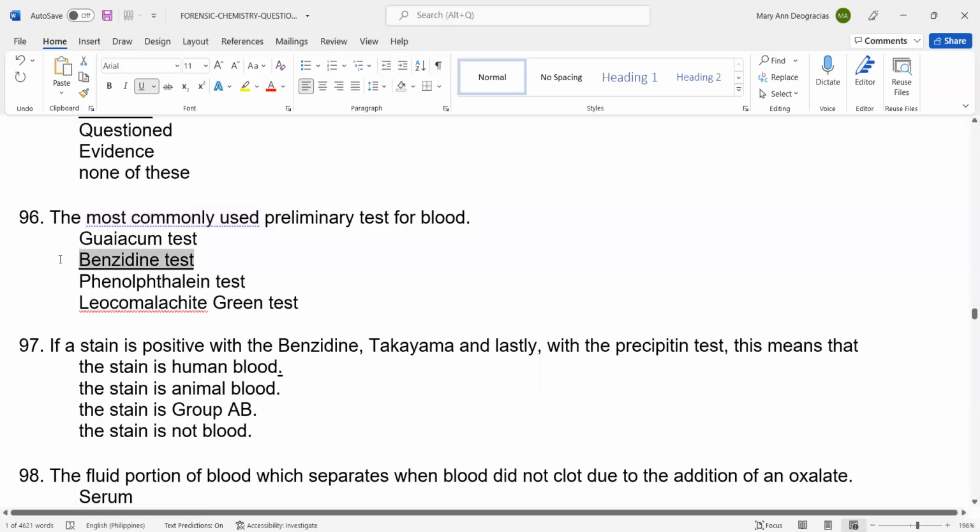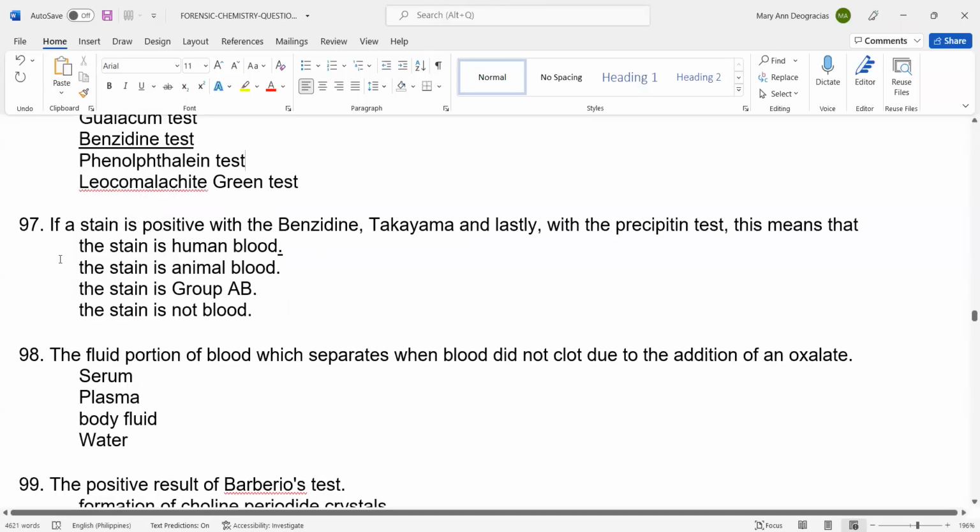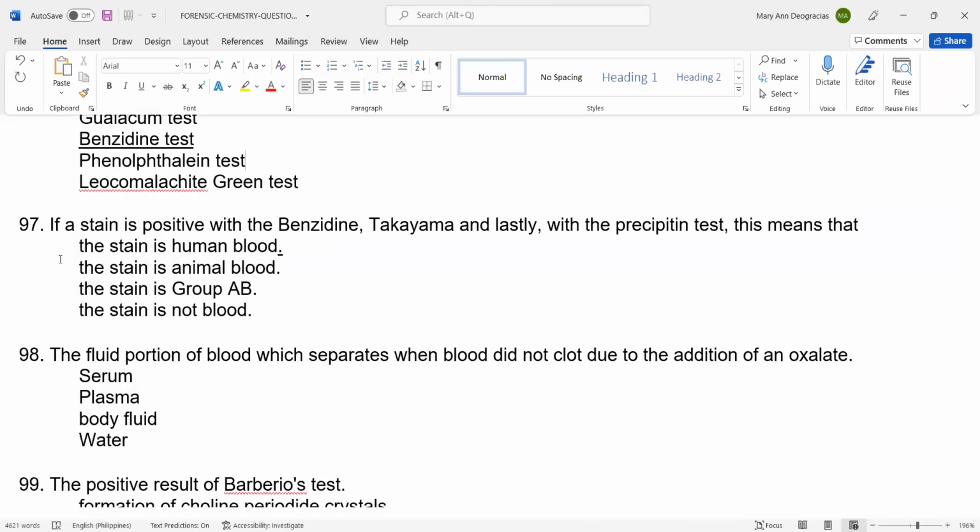Okay, 97. If a stain is positive with the benzidine, Takayama, and lastly, with the precipitin test, what does this mean? A, the stain is human blood. B, the stain is animal blood. C, the stain is group AB. D, the stain is not blood.